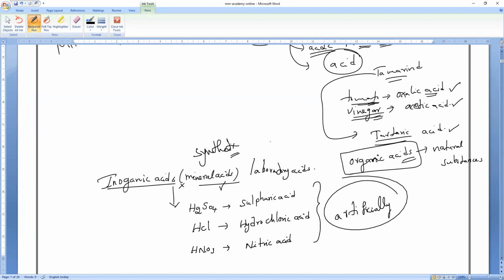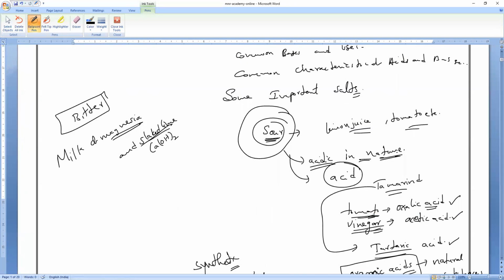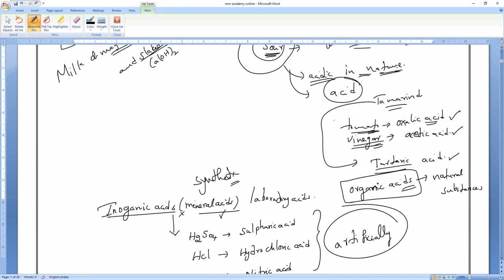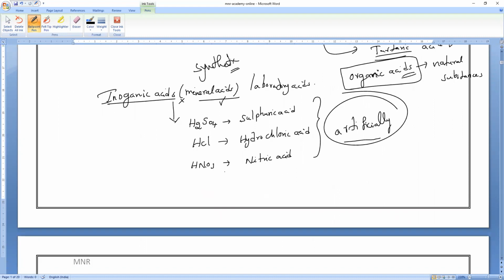Understand everybody? So acids are sour in taste, and some are coming from nature. If we find acids in natural substances coming from nature, we call them organic acids. If they are manufactured with the help of minerals, that is called inorganic acids, or we can say synthetic acids. Clear, everybody?